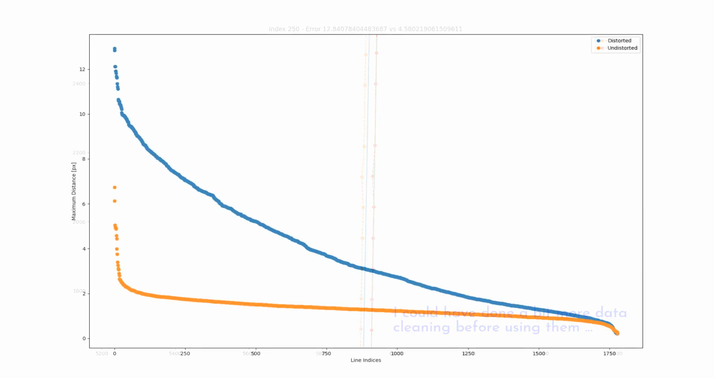If we look at the rest, then we see that after the correction, the maximum distance of a line is always less than 2 pixels, and it's clearly a lot better than the original image. So this correction really does work very well, at least for my lens.